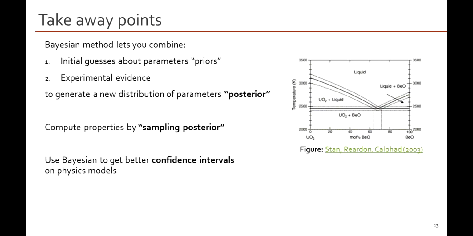And by generating many different parameters whose probabilities follow this posterior distribution, I can compute a number of useful properties about that model, such as I can take my thermodynamic property models and establish error bounds on different quantities that I derive on them. For instance, this paper from 2003 showed how I can put a confidence interval on the melting temperature for uranium oxide as I add in more beryllium.